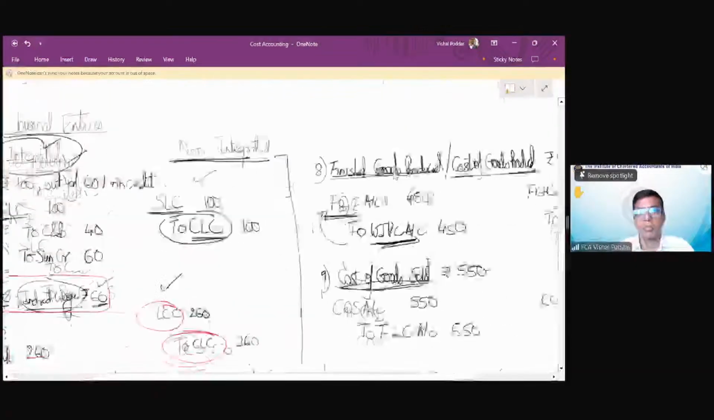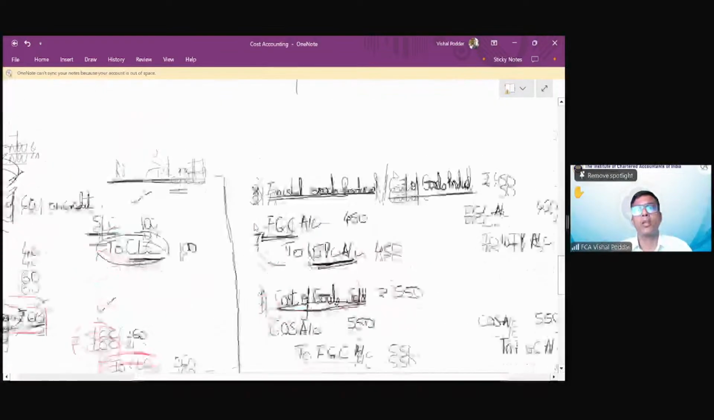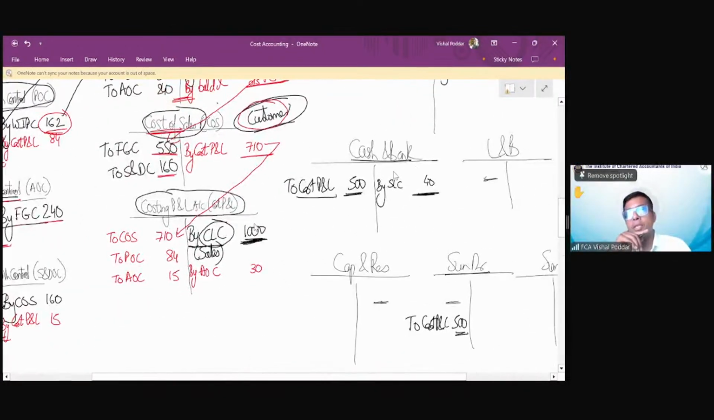Now, here if you can see, I had intentionally left 10. 10 is for what? COS transferred to cost P&L. Now see, this is a transaction, but it is never given in the sum. Why is it never given in the sum? Because you find this out by yourself when you are balancing. So COS, whatever is the balance, you transfer it to cost P&L.